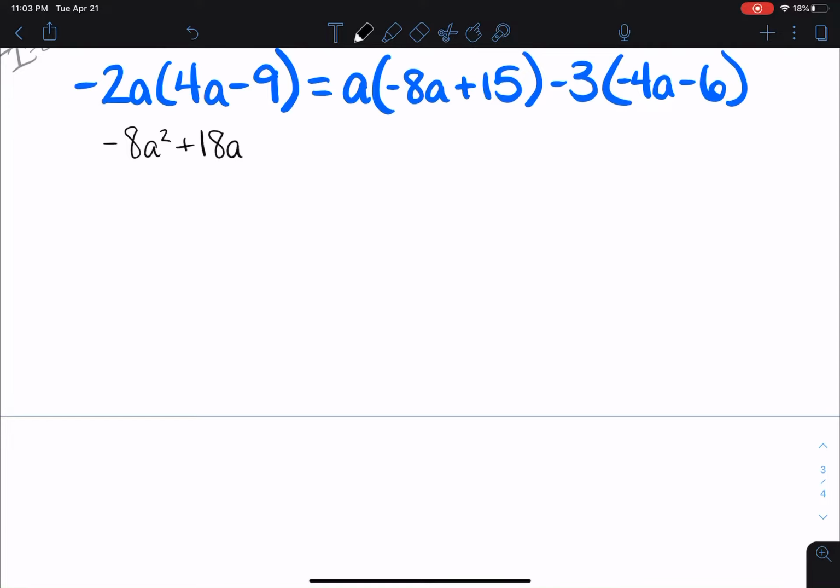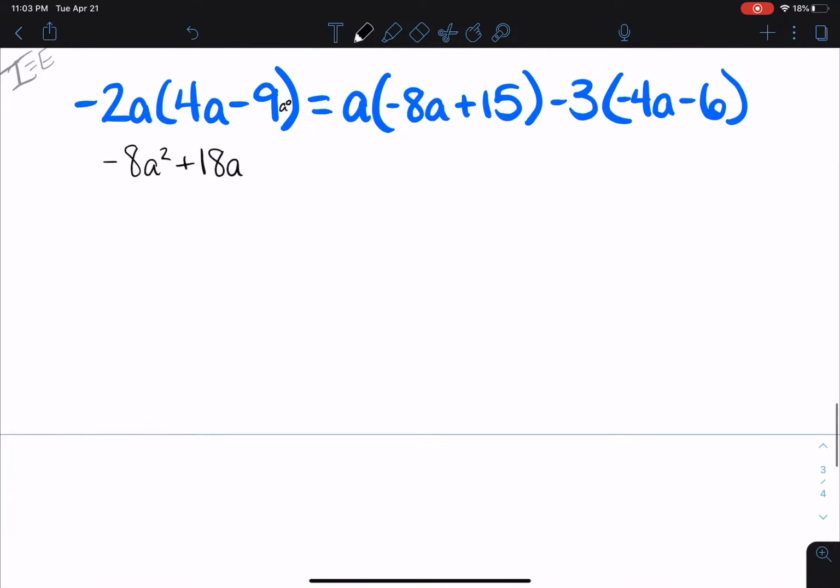A times, essentially, this is a to the 0th. A to the 0th times a, you add the exponents, that's still a to the first. So that is our left side. Now a times negative 8a is going to give us negative 8a squared. And a times 15 is, of course, just 15a. All right, negative 3 times negative 4a is positive 12a. And negative 3 times negative 6 is positive 18.